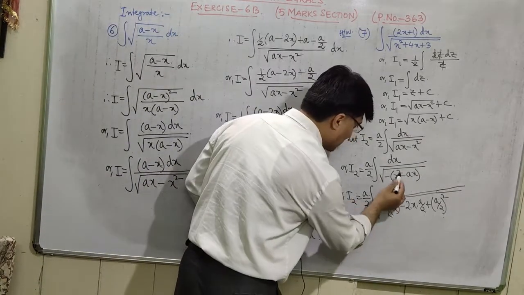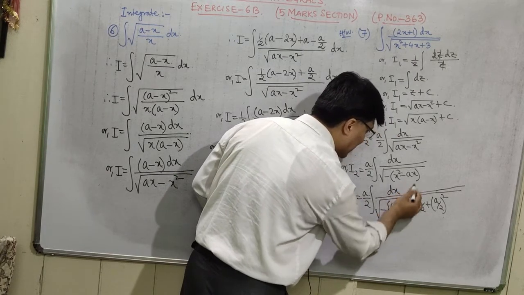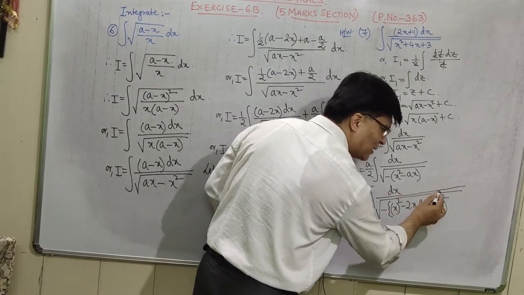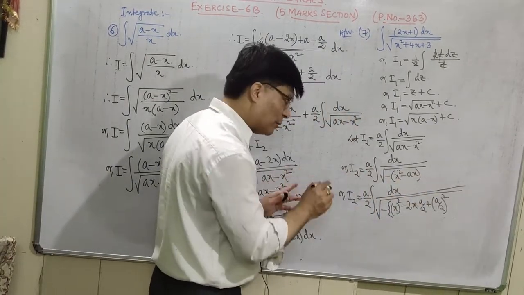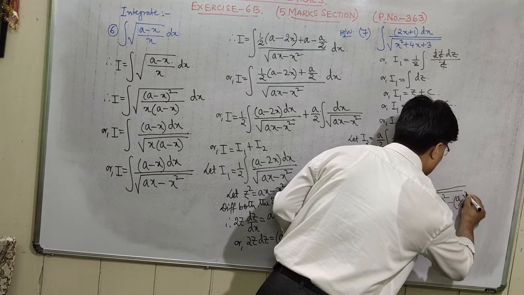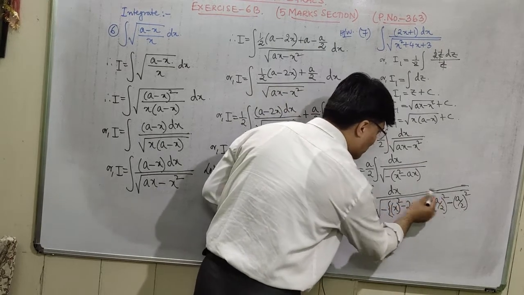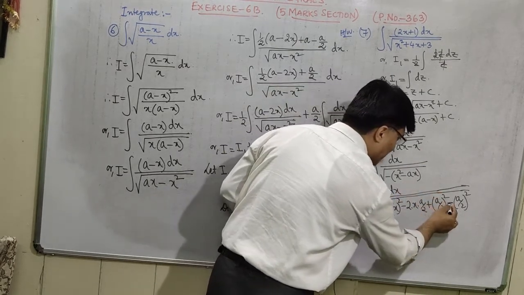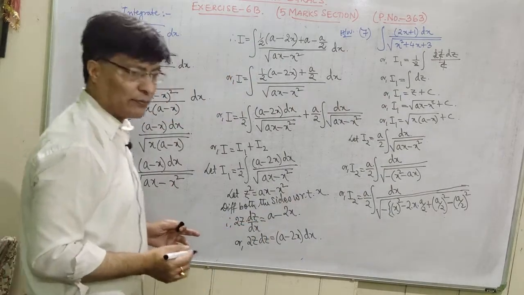So x whole square is x square, we are getting x square, and here 2 gets cancelled, we are getting minus ax. But what is a by 2 whole square? a square by 4. But is there a square by 4? No, you have to cancel it. So you have to write minus a by 2 whole square. Is that clear? Since a by 2 whole square is not there, you have to write minus a by 2 whole square. So I think you have understood it.